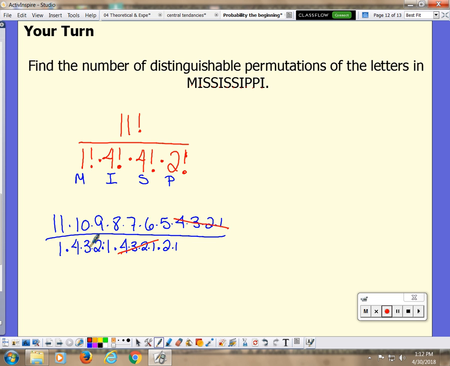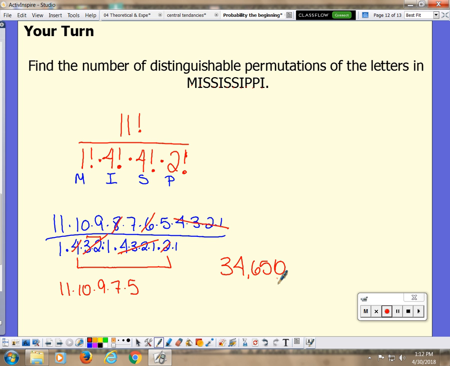This 3 and this 2 right here, that's 6. So that will take out the 6 right there. This 4 right here times that 2 right there is 8, which will take out the 8 right there. So now all that's left on the bottom is 1s, and on the top I'm going to multiply 11 times 10 times 9 times 7 times 5. Those are the numbers I'm going to multiply together, and I'm going to come up with 34,650 different ways in which I can arrange the letters in the word Mississippi. So there are 34,650 different words I can come up with.